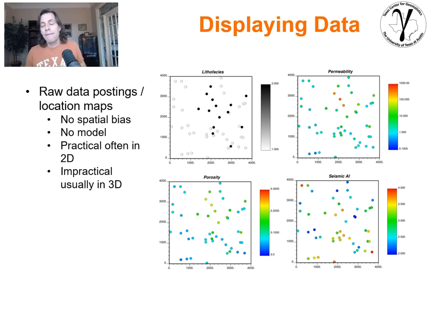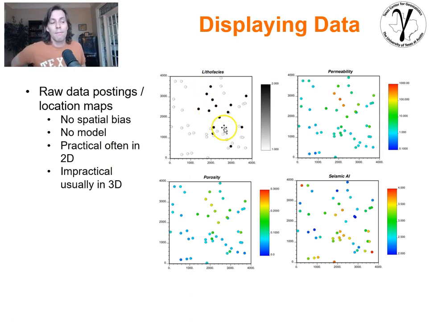One of my favorite ways to look at spatial data is what we would call raw data postings or location maps. The thing I like about raw data postings or location maps is that there's no spatial bias whatsoever. You're simply showing the data values at the data locations. You're not saying anything about your preconceived ideas or your model of what you think is going on between your data locations. That's why we say there's no bias. There's no interpolation model at locations that you have not sampled. Also, it's very practical to do in 2 dimensions.